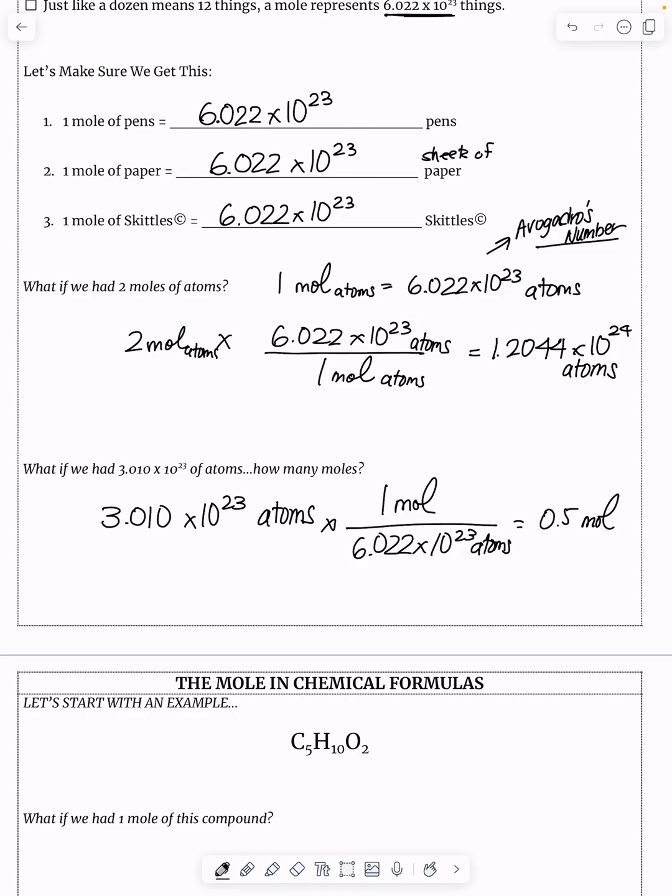Now, I have some good news for you. We are not going to have to do these calculations this year. So I'm going to put an X here and say, not on the final, not for this year. Just a note when you're studying later, you will have to know that a mole is 6.022 times 10 to the 23rd atoms, but you won't have to do any calculations.